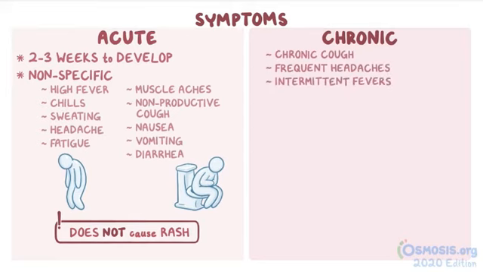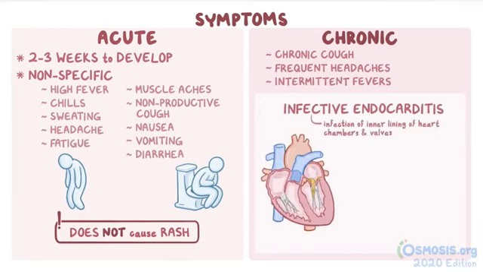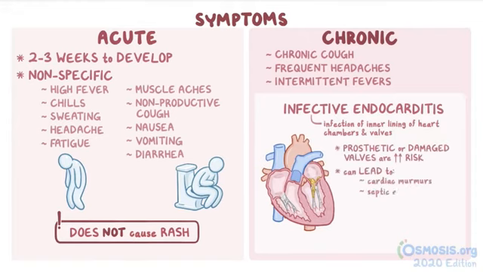Chronic disease can rarely cause a complication called infective endocarditis, or an infection of the inner lining of the heart chambers and heart valves. This complication can happen to people with normal or native heart tissue, although people with prosthetic or damaged valves are at higher risk. This can lead to cardiac murmurs, septic emboli, arrhythmias, chest pain, and shortness of breath.